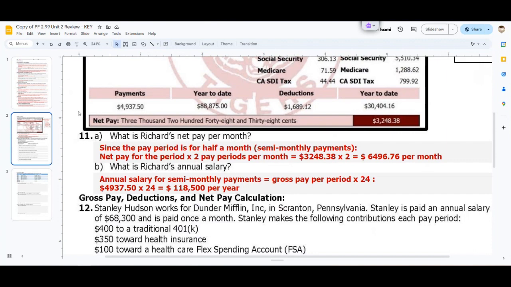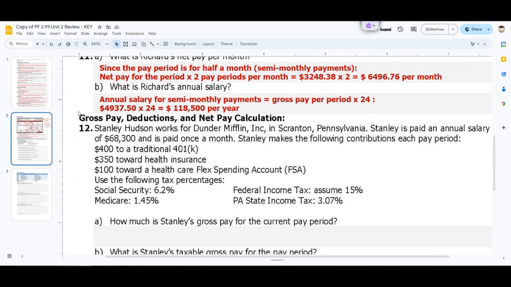All right, last one for this page, number 12. Stanley Hudson works under Mifflin in Scranton, Pennsylvania. Stanley is paid on an annual salary of $68,300 and is paid monthly. He makes the following contributions: $400 to retirement, $350 toward health insurance, $100 toward a flex spending account, and then we're given the tax percentages.